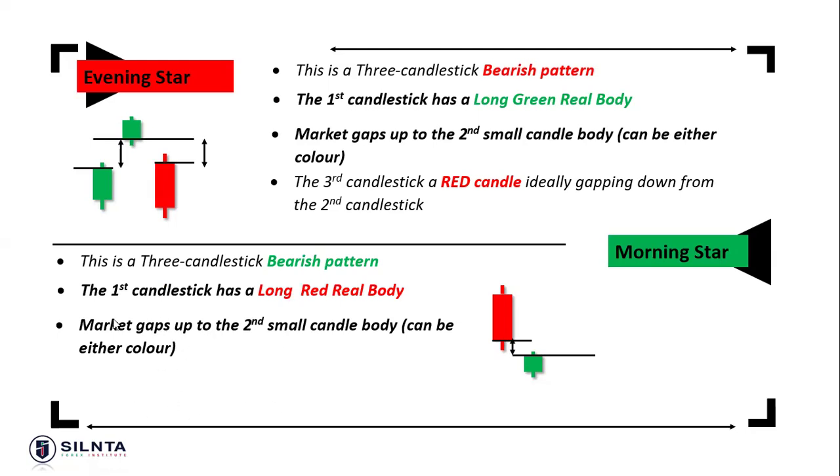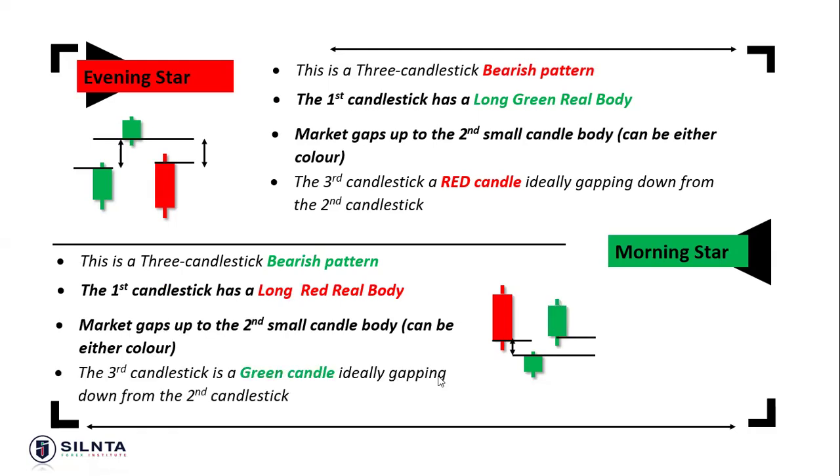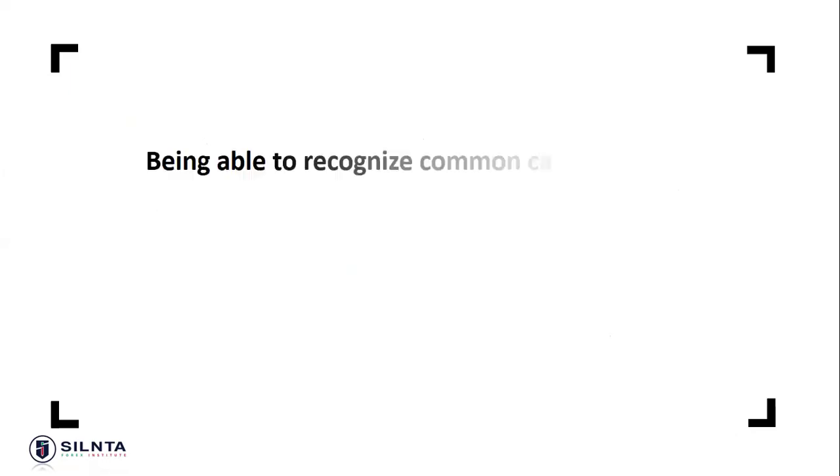We have to fix this slide. There are some minor mistakes. Market gaps down to the second small candle, whose body can be either color. Then the third candle is a green candle, ideally gapping up from the second candle. When we were drafting this slide, we were doing copy and paste. So ideally gapping up, not gapping down, and that creates a gap. That is what we have there.